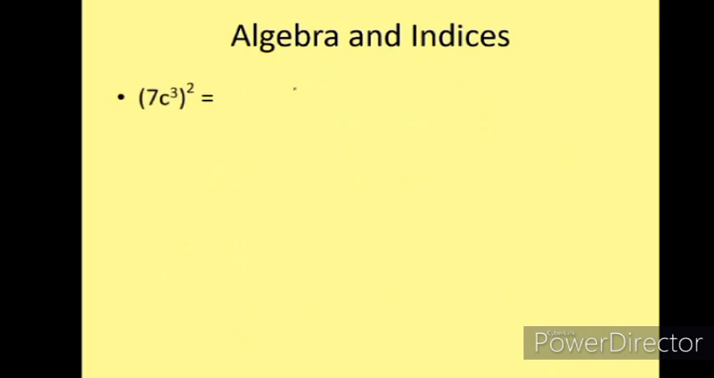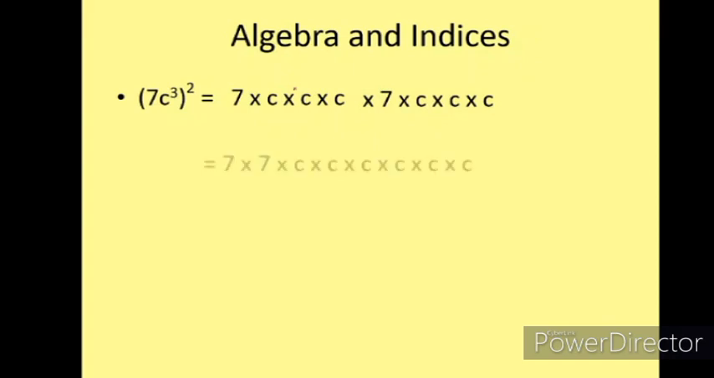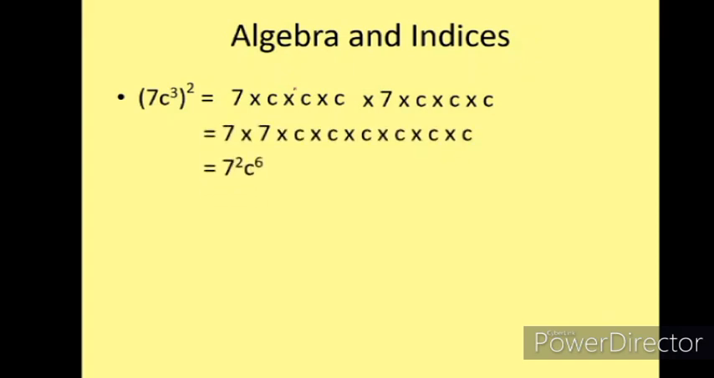Now this one is slightly different. There's 2 ways you can think about it. So it's going to be 7c times c times c times 7c times c times c. Okay. And I multiply my 2 7s together, which is 7 squared, and c to the power 6. And you can write that as 49c to the power of 6.